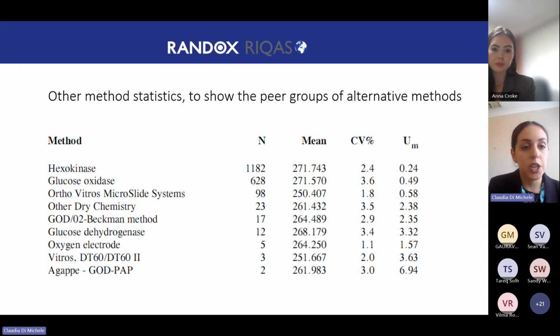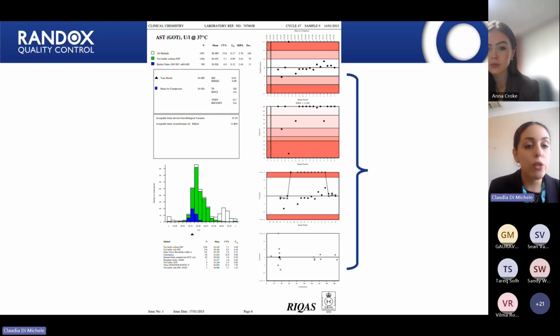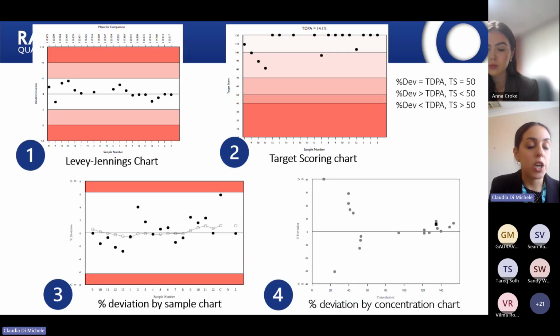Here we have a section showing other method statistics, to show the peer groups of alternative methods for that analyte. And on the right side of every RIQAS report will be 4 charts like this. So we'll show you what each of the charts look like.